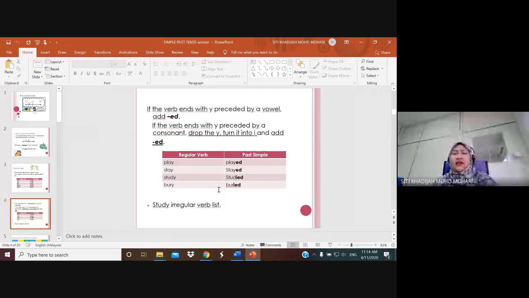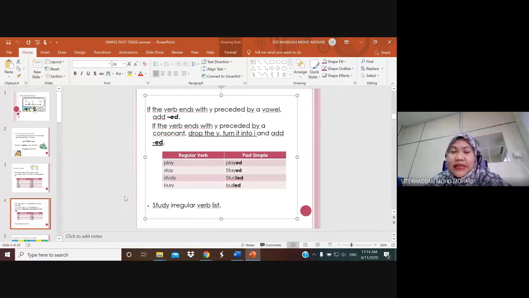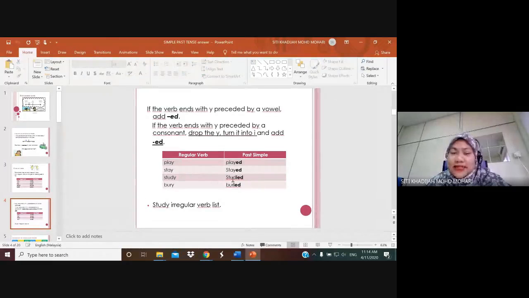These are examples of words where you add IED at the end of the word in order to indicate that it is a past tense verb. Yeah, for the first two, just plus ed. For the last two, kita tambah IED. Yeah, study, studied, bury, buried.